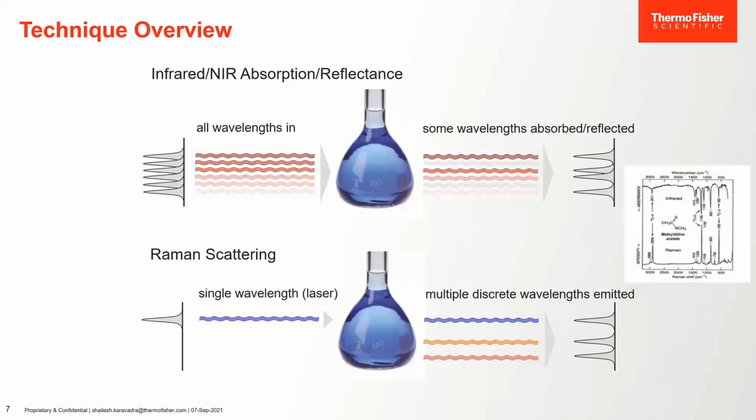When you irradiate a sample with a single wavelength laser light, multiple discrete wavelengths are emitted. These are collected by a detector like a CCD. And as I said before, the modification of the scattered photons results from the incident photons either gaining energy or losing energy to the vibrational and rotational modes of the molecule.